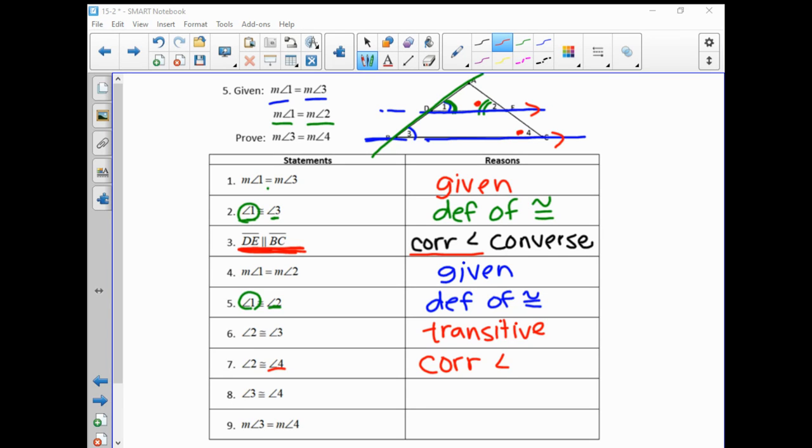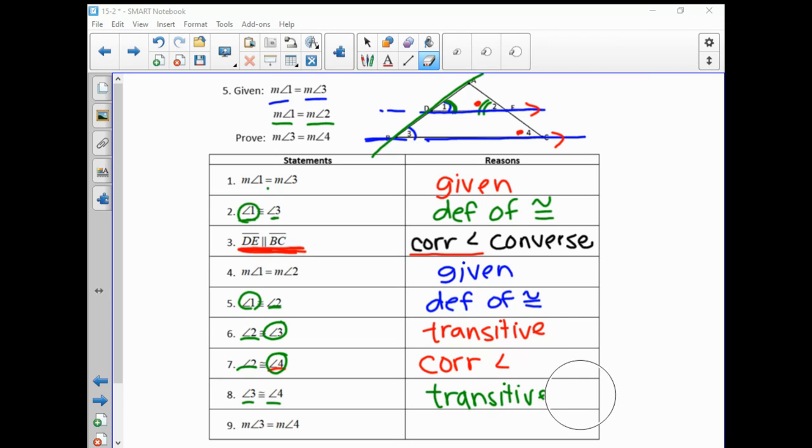All right, now they're wanting us to prove that 3 is congruent to 4. Notice again in your proof, here's 3, here's 4. They are both congruent to angle 2. So this is another transitive property that allows us to say that that is true. And therefore, why would the measure of 3 be equal to the measure of 4? Well, that is our definition of congruence right there.